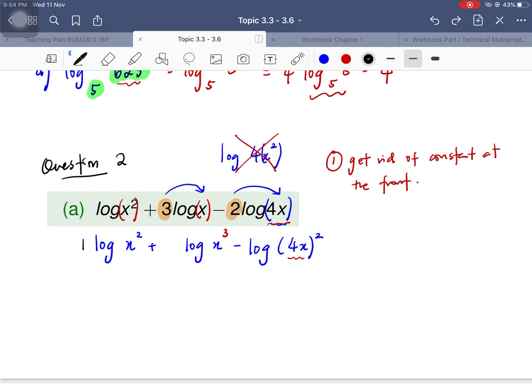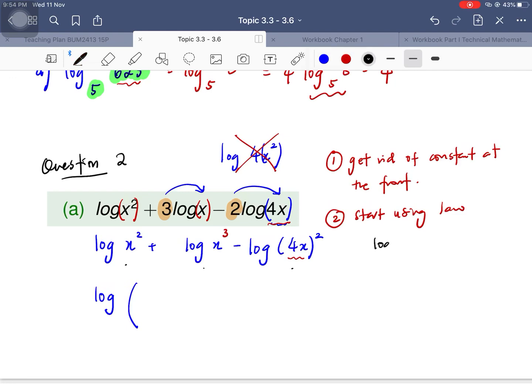So everything has become 1 multiplied by the log now. Now that you have gotten rid of the constant at the front, only then can you start using the property. So now instead of having separate logs, I'm going to put them together according to the law that we have seen before. So I'm going to put this as a single log. Step number 2: start using the law.